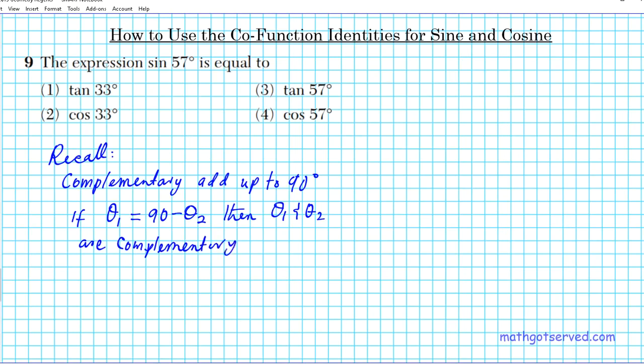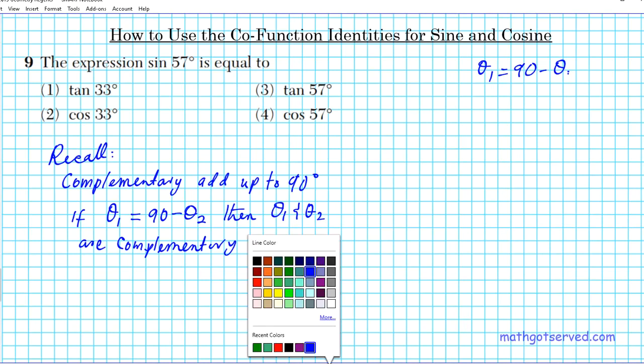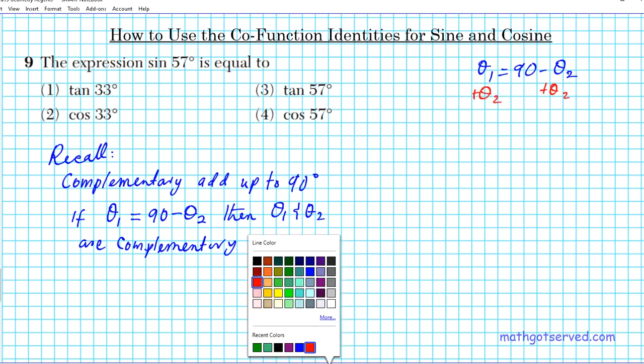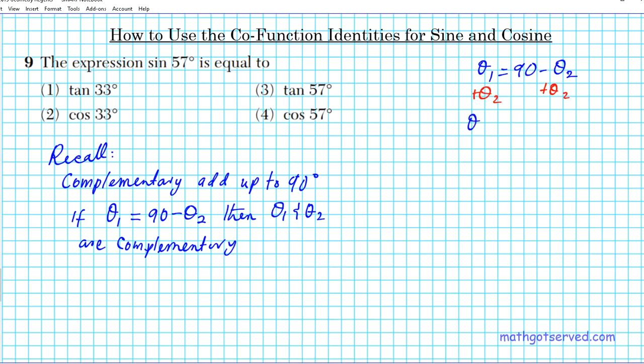How is that possible? Well, if you have theta 1 equals 90 minus theta 2, and you add theta 2 to both sides of the equation, what do you get? You get theta 1 plus theta 2 equals 90. And that is what it means for two angles to be complementary.